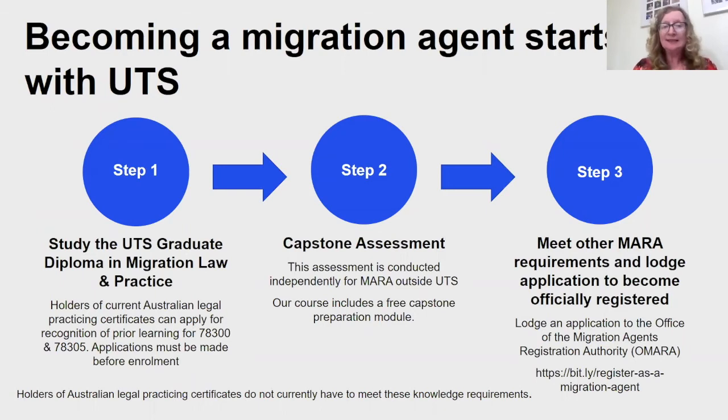Once you complete the graduate diploma, you then have to complete a capstone assessment. This is an independent assessment. It's run independently for the MARA, the Migration Agents Registration Authority, and it's completely external from UTS. We don't have any input in it. But you'll be pleased to know that our course does, in our final module, include a free capstone preparation module.